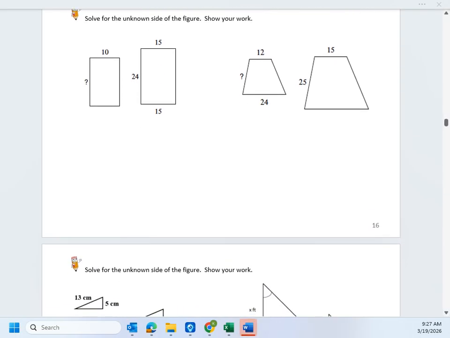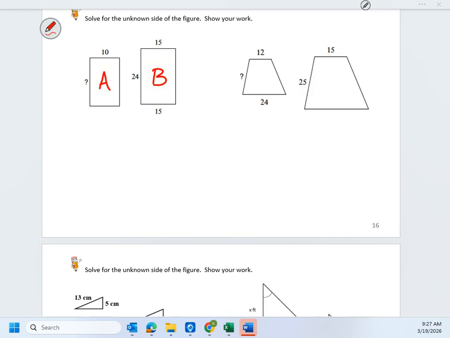So we need to solve for our unknown side, and we're going to show our work, how we solved it. So the first step is to label them, the A and the B, all right? Because we need to make sure we're matching up our A with our A and our B with our B. Then we need to decide short and long.